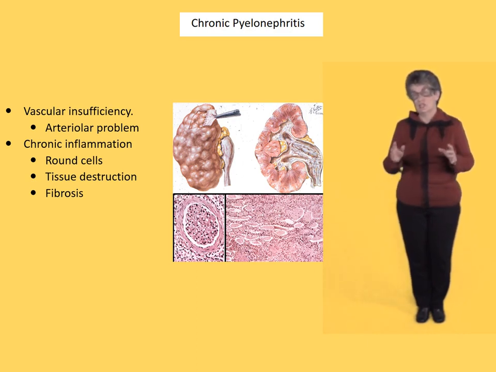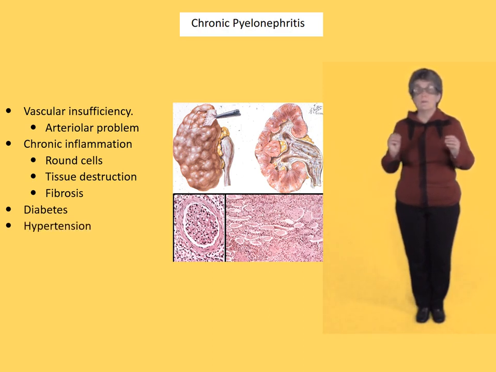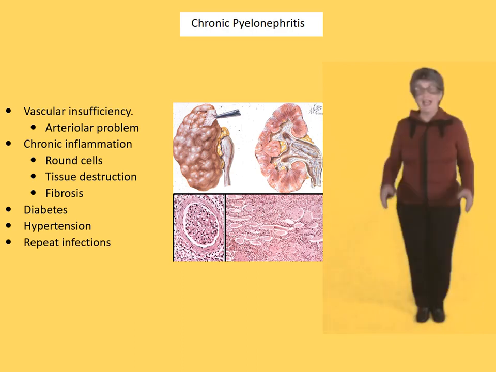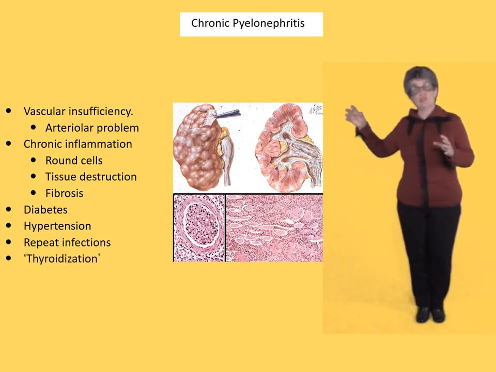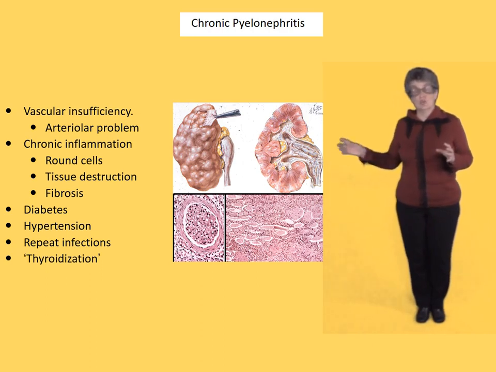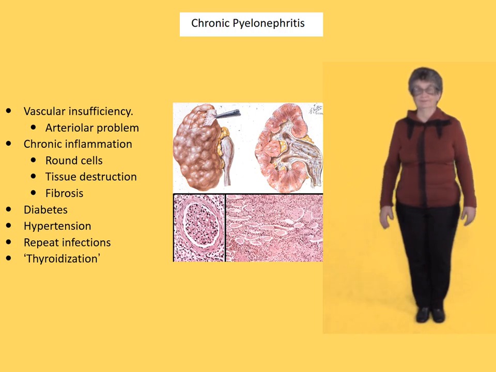The things that lead to chronic pyelonephritis are diabetes, again through the vascular mechanism, along with hypertension, but also repeated infections. A key word in describing chronic pyelonephritis is thyroidization of the tubules. The picture at the bottom right shows tubules with pink stuff in them. That resembles the pink stuff in thyroid follicles. Hence we call it thyroidization.